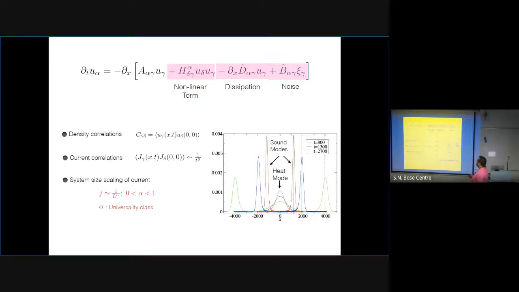So this theory is pretty successful in describing space-time density correlations in the systems and the corresponding current space-time correlations. It gives a general power-law behavior, which gives rise to the system size scaling of the current and the exponent. This theory is pretty general. We can apply it to a general class of Hamiltonians, and it allows you to classify different Hamiltonians depending on the value of alpha, which characterizes the transport behavior.